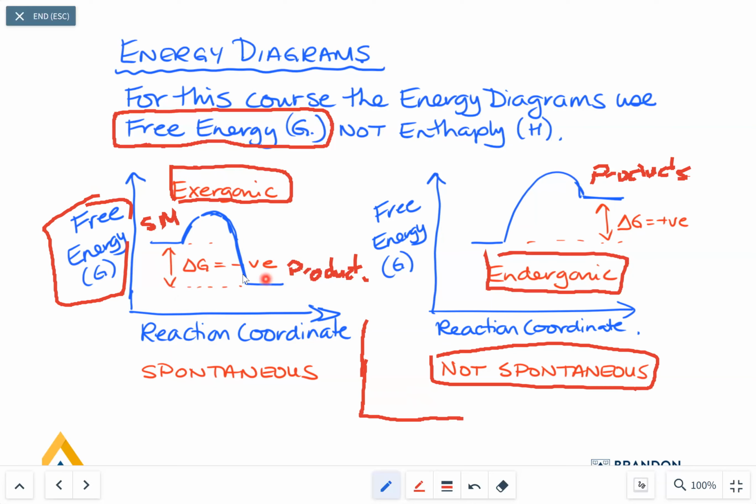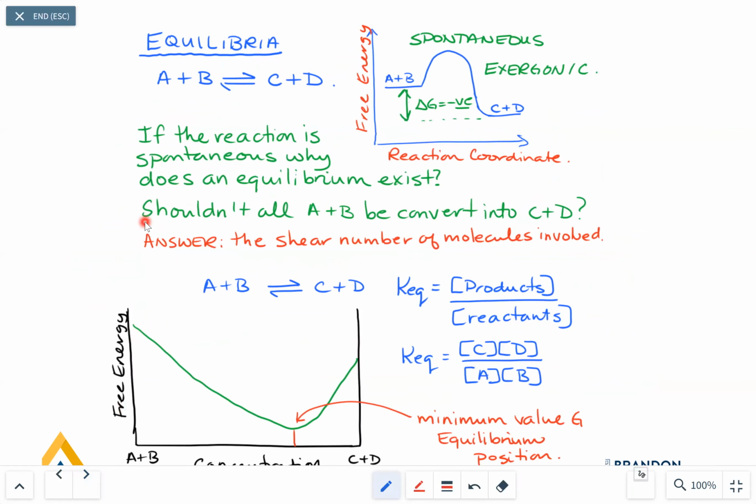So these little energy diagrams are a whole lot easier to work with than the previous slide, which was manipulating around the total entropy versus the entropy of the system or the entropy of the surroundings. We're going to be dealing with energy diagrams as opposed to that type of thing. Okay, so there is a question which could be asked.